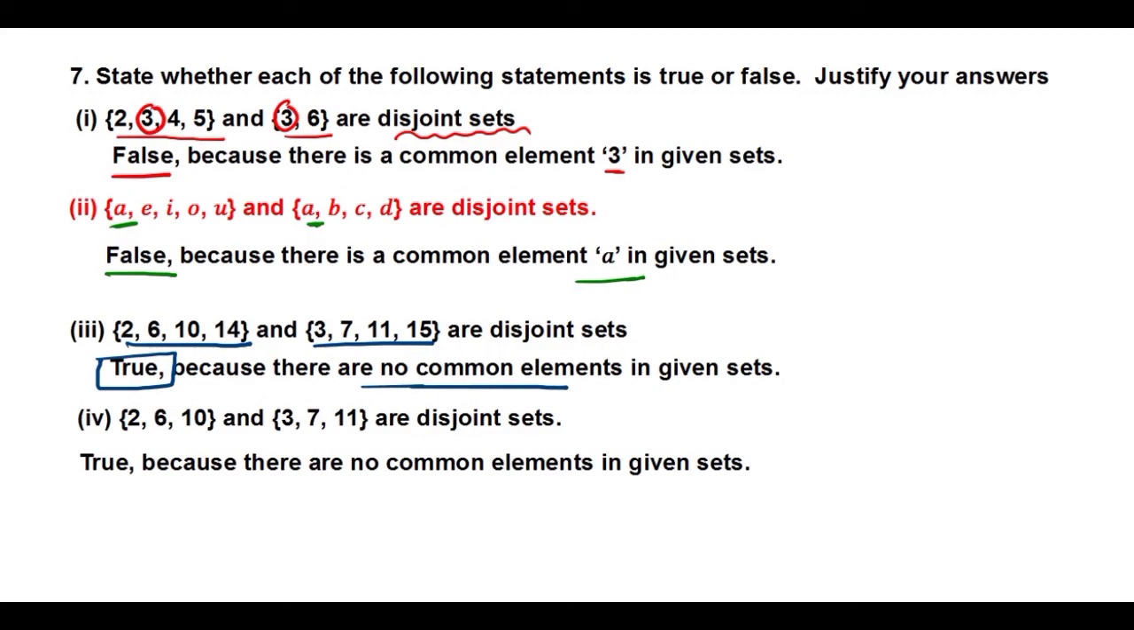Next, 2, 6, 10 and 3, 7, 11. Any common did you find here? No, because there is no common element in these two, so that the answer is true. It is a disjoint. The reason is there is no common element in the two set. So this is the total topic belongs to second exercise concept. I hope you understood this one, and it is very important exercise for the board examination. Almost all in all the sections the questions will ask from this exercise, very important. So please go through that one more time, all the different type of sets.